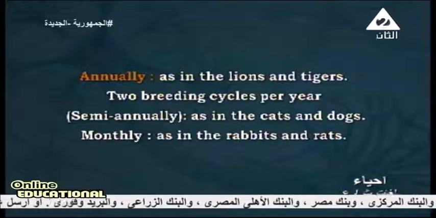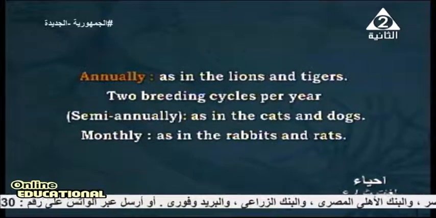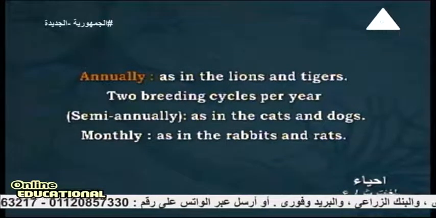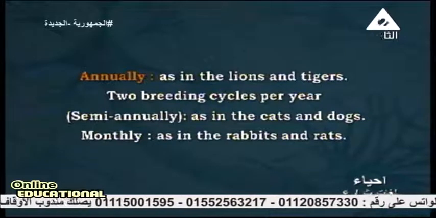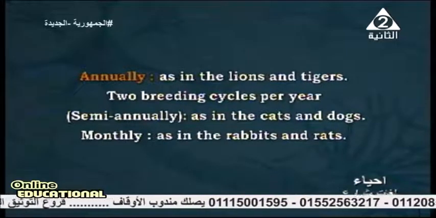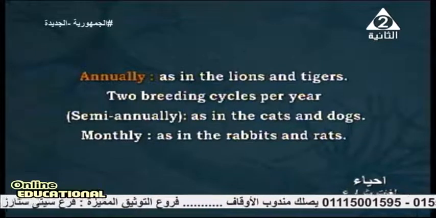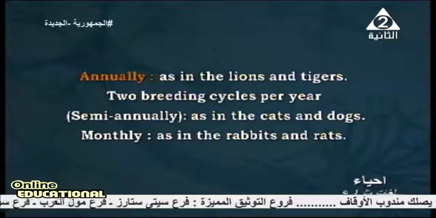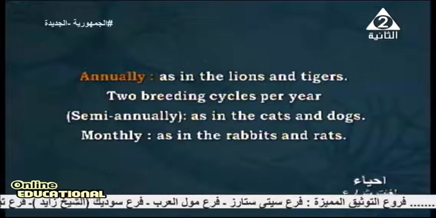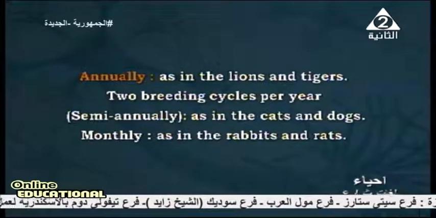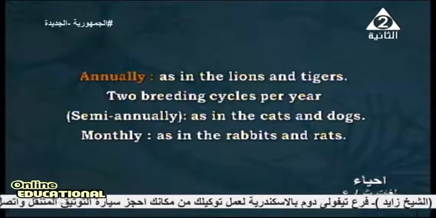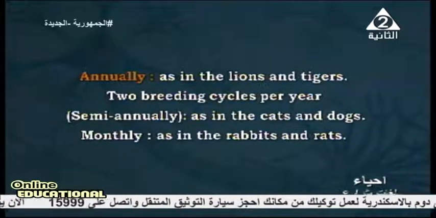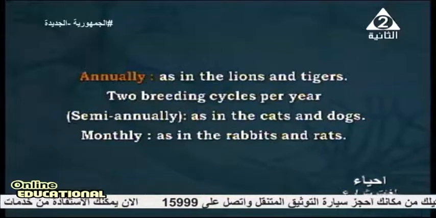Every month. So annually in lions and tigers means they can give birth, each with one breeding cycle one time. But cats and dogs can have a breeding cycle semi-annually, meaning twice in the year. Monthly, like the rabbit and rat, can have a breeding cycle every month.